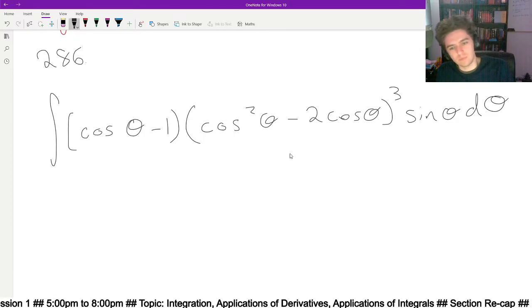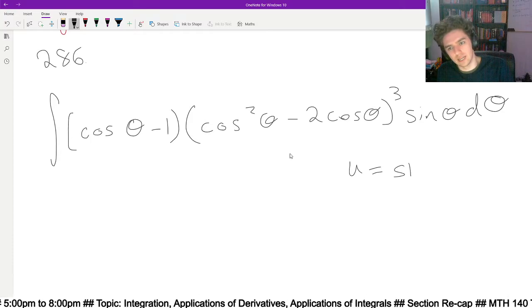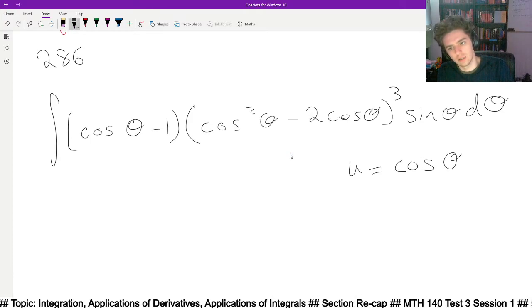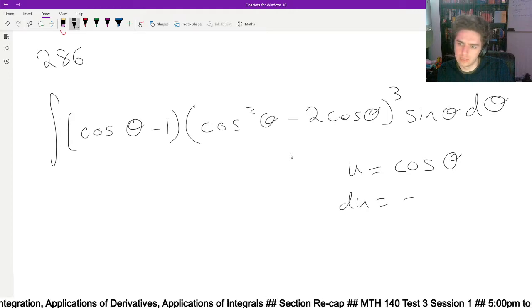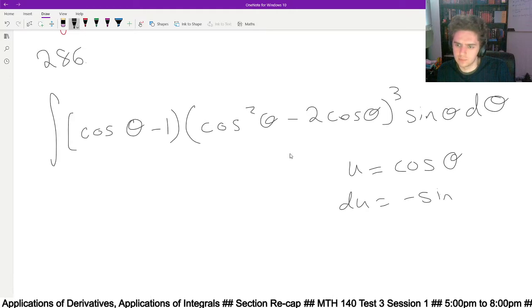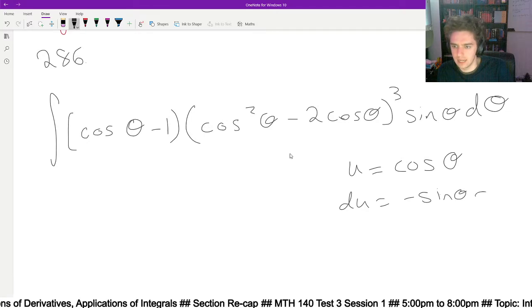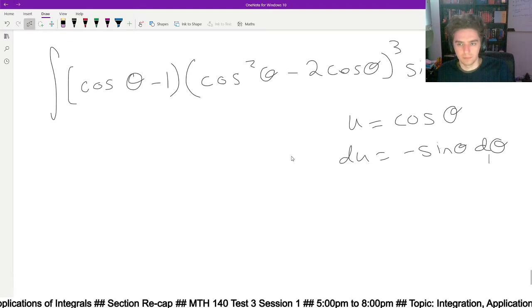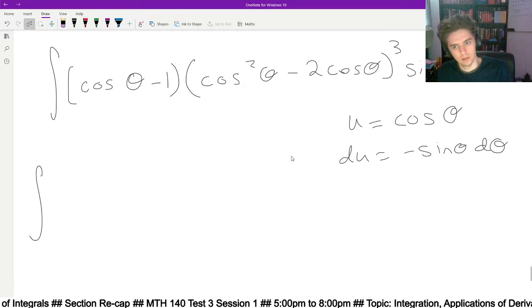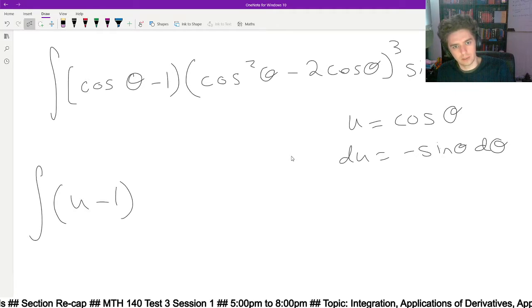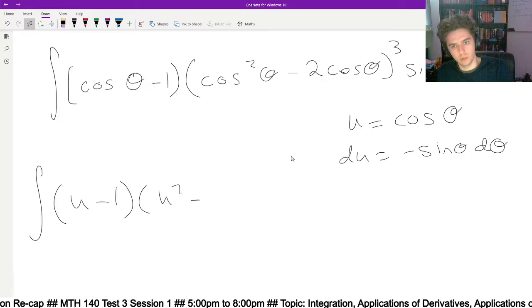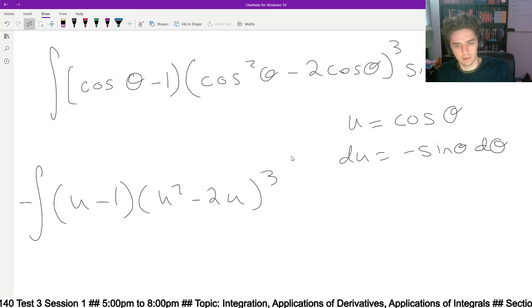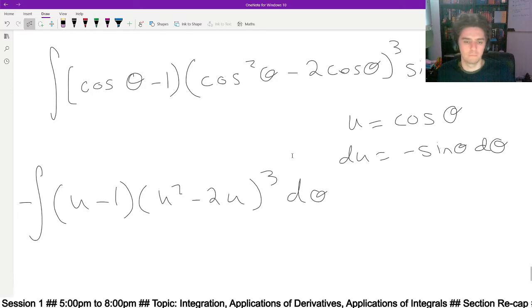Okay, I'll just try u equals sine theta. No, u equals cos theta. So du equals negative sine theta d theta. So that helps us there a little bit. Oh yeah, then that's it. I guess it's not as complicated as it seems. So it's u squared minus 2u cubed, with the negative out the front, d theta.